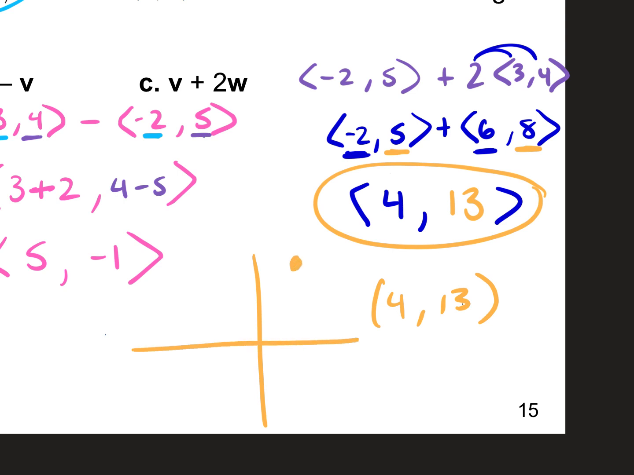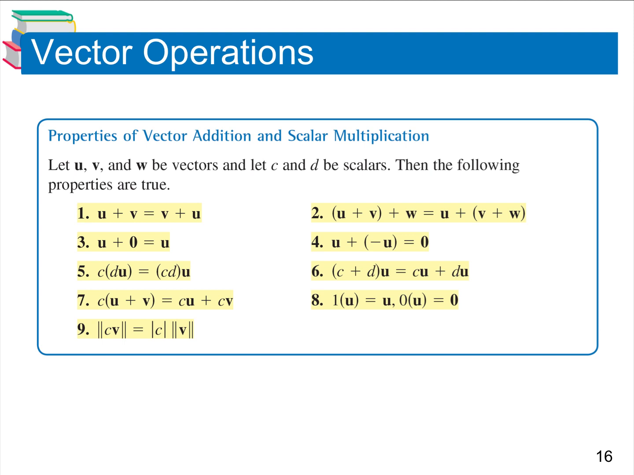If this was the point (4, 13) on the graph, it would be here. But if it was the vector <4, 13>, it would be that. Are those the same thing? Do they fall in the same place? No. One's a point, one's a vector. Not the same.